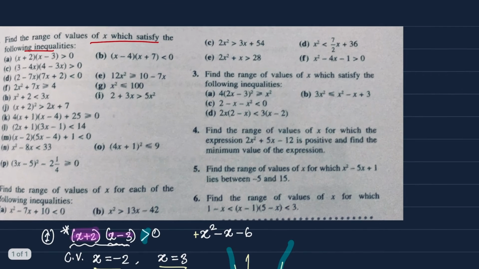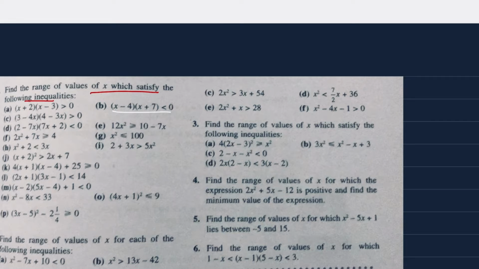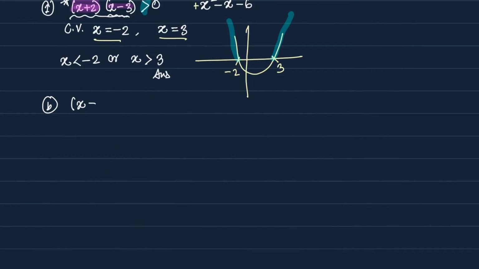What is the second question? x minus 4 times x plus 7 is less than 0. Let's write the critical values first. x is equal to 4, x is equal to negative 7.